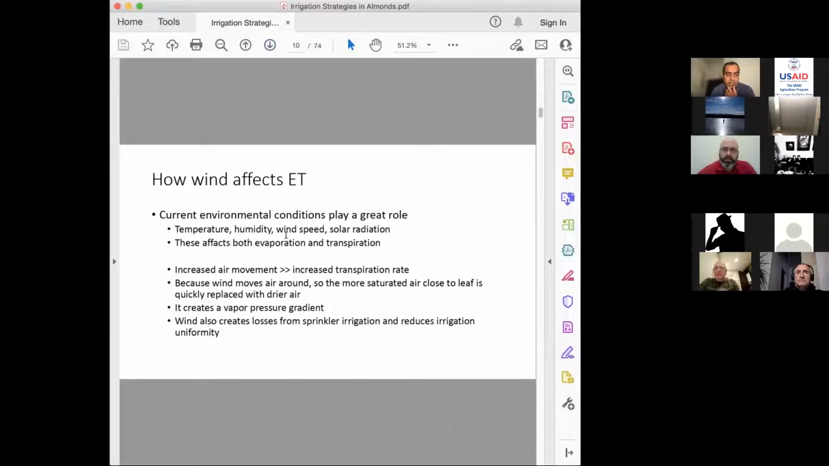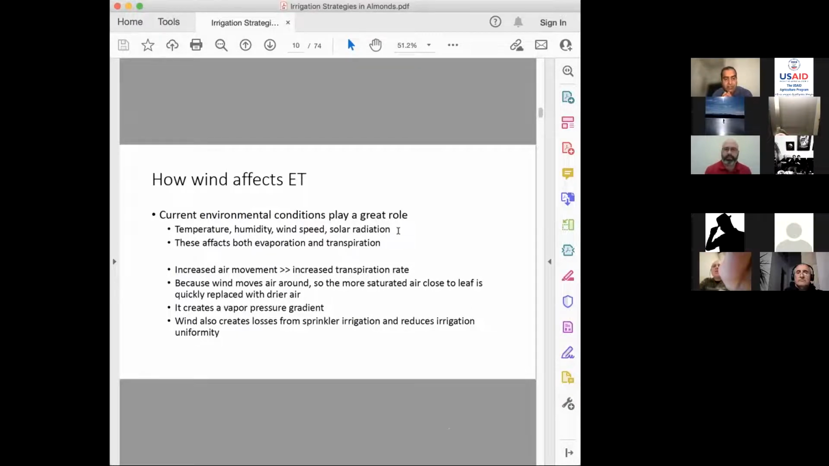The current environmental conditions other than wind, such as temperature, humidity, and solar radiation, all of them affect it, okay? And they affect both evaporation as well as transpiration. With wind, because we have increased air movement, we have an increased transpiration rate.